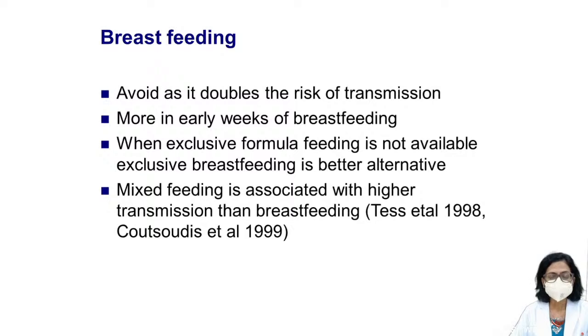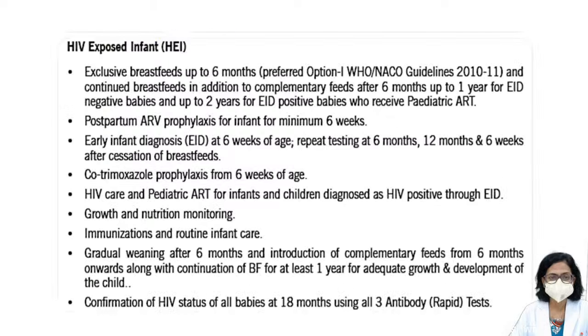In our scenario, if there is no access to safe formula feeding, if it is not affordable, if it's not safely available, or if the parents are not able to give it properly, then it's better to do exclusive breastfeeding. If not given properly, infections like gastrointestinal infections can increase the risk of infection rather than decreasing it. So mixed feeding is definitely worse. It should be either formula feeding or breastfeeding.